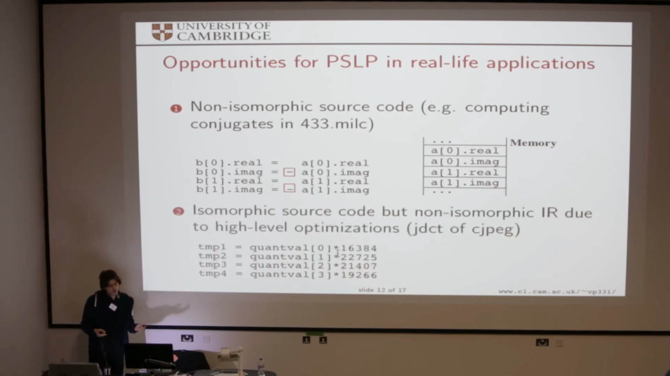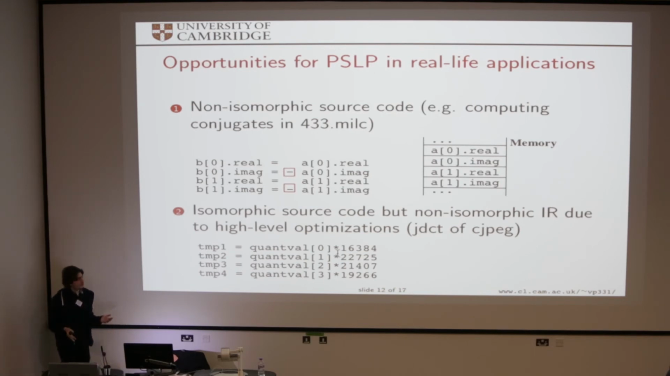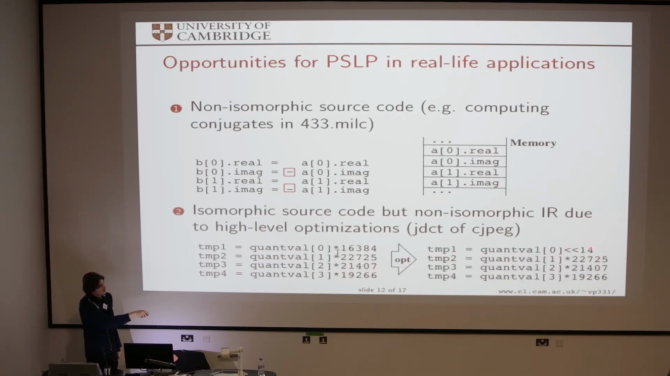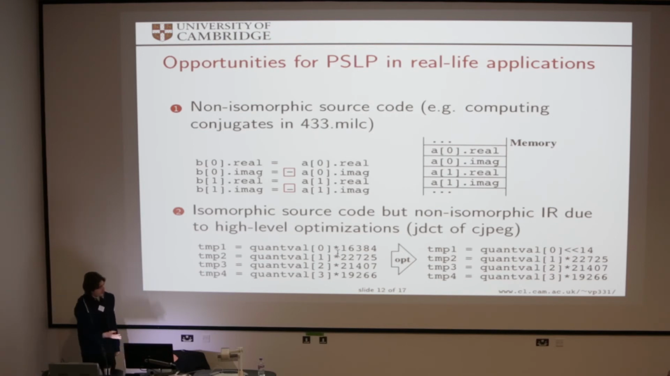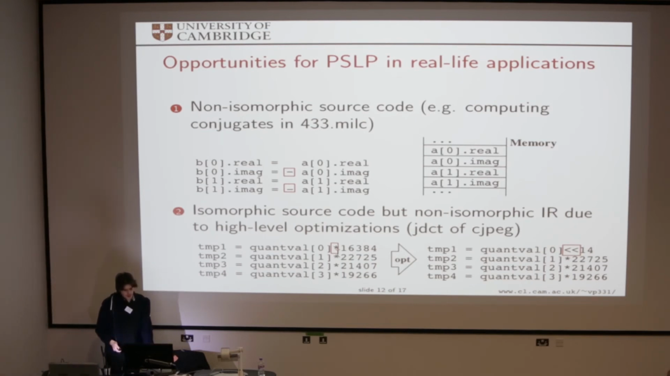Or a more interesting case is when the high-level optimizations destroy the isomorphism. So initially we had this source code, and the compiler was smart enough to realize that this is a power of 2 and converted that to a shift. So we had a perfectly nice isomorphic code, and then after high-level optimizations before the vectorizer, this was converted into that, and PSLP kicks in and fixes this problem. So these are the two main cases where PSLP can help.